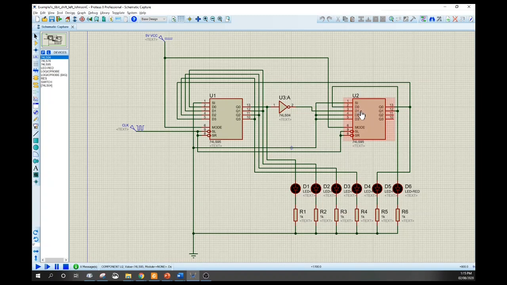Here, this is D1. So output Q1 is connected to the input D0. Output Q0 is connected to D3 of the left neighboring 74LS95 here. The output Q3 is connected to D2. Q2 is connected to D1. Q1 is connected to D0, and Q0 being the shift output is connected to this inverter to perform the Johnson counter operation. So let's try to simulate this.